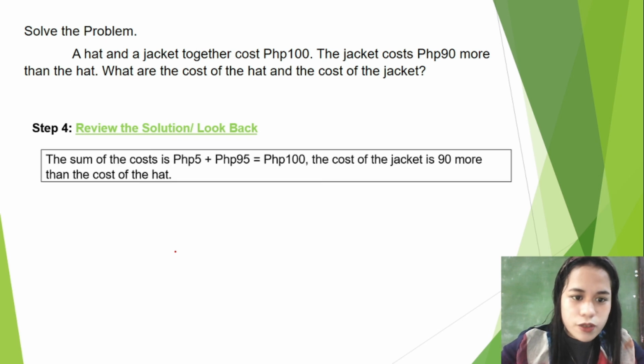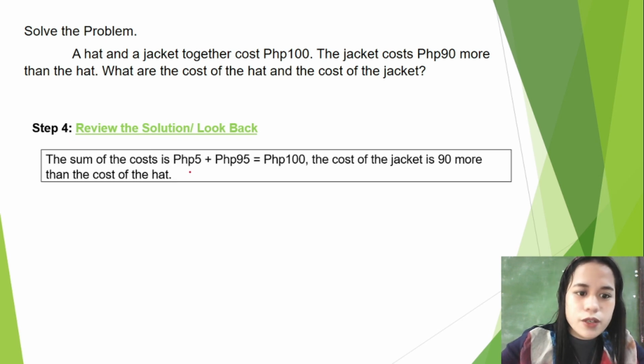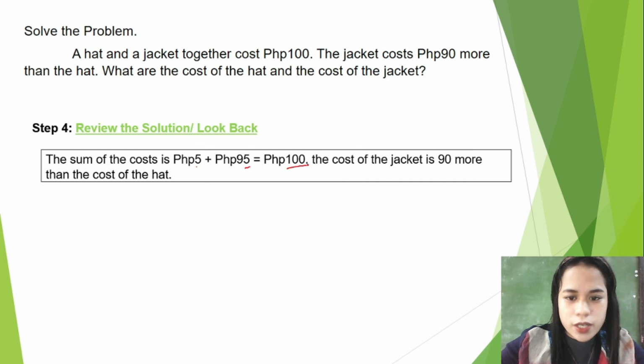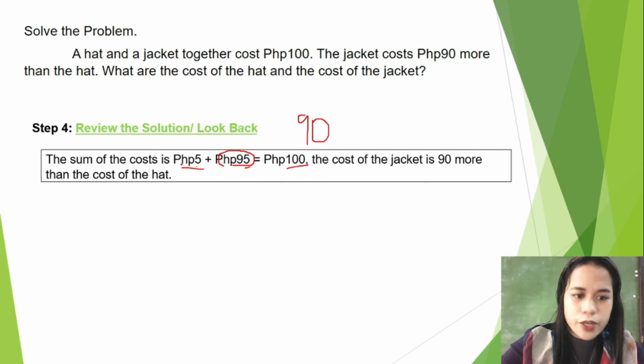Okay, so to review the solution, the sum of the costs is 5 plus 95, so this is actually 100. So meaning to say that the cost of the jacket is 90 more than the cost of the hat. Diba mas malaki ng 90 pesos yung cost ng jacket kaysa sa cost ng hat. So if we subtract 95 minus 5, the answer here is 90. So therefore, our solution is correct.